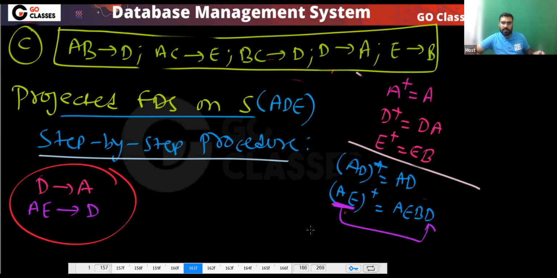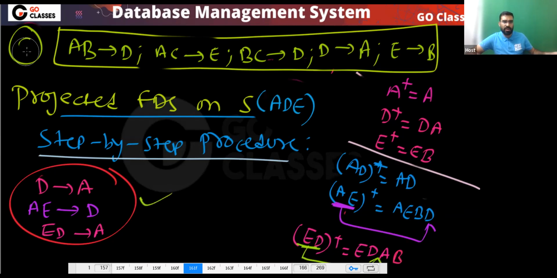What about the remaining? For example, we can also check ED plus. ED plus will be ED, so that will be EDA. Here you can stop. ED determines A. B will also come, but anyway, you can stop. You can say that ED will determine A. This is your answer.